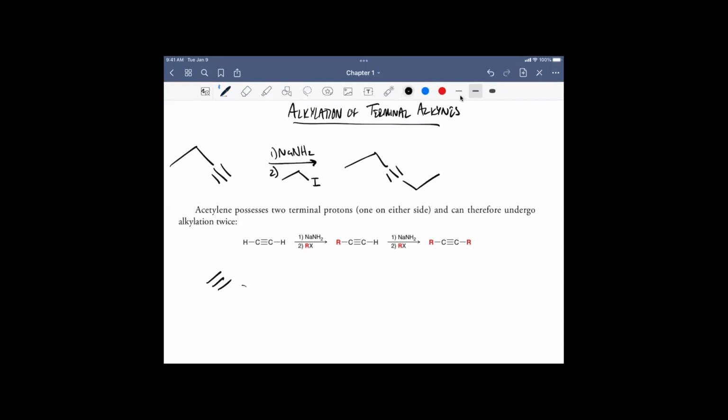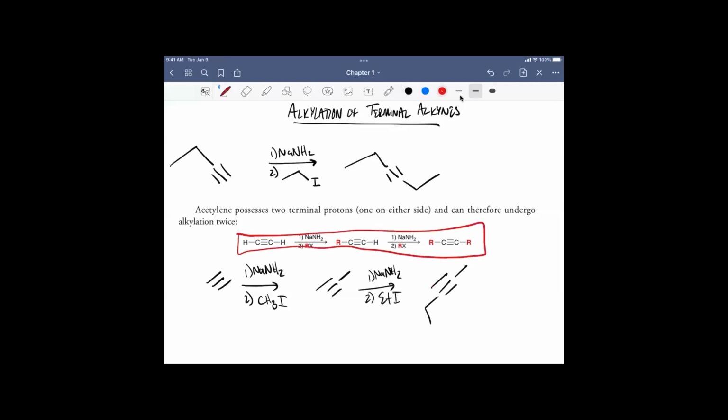So let's say we had something like this. For this example, we started with this, and we wanted to add NaNH2 and CH3I. So that would add a methyl group to that end. But what about the other end? Well, we can do the same thing as it shows up there, and we can do NaNH2 and add, let's say, an ethyl group to the other side. So you can see you can add to both ends, and that's what it's showing in this reaction right here.